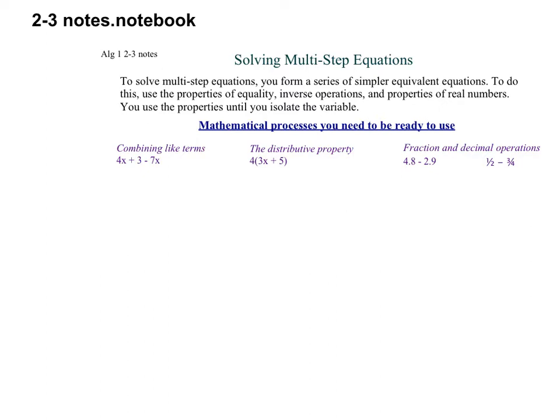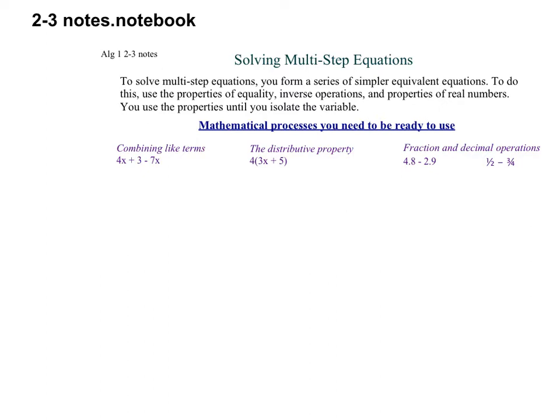To solve multi-step equations, you form a series of similar equivalent equations. To do this, use the properties of equality, inverse operations, and properties of real numbers. You use the properties until you isolate the variable.